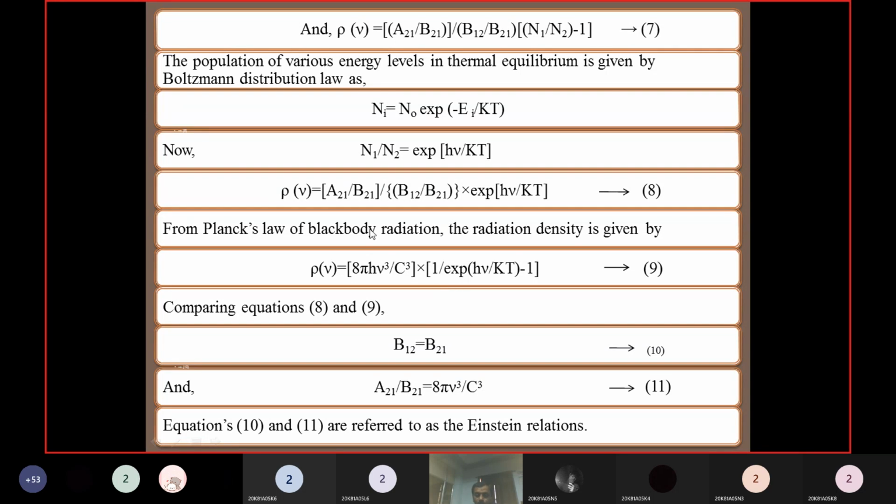If you compare equation number 8 and 9, what we will get? 8 pi h nu cube by c cube gives A21 by B21. So A21 by B21 equals 8 pi h nu cube by c cube. Here, the exponential of h nu by kT multiplication is just 1, so B12 by B21 equals 1. Therefore B12 is equal to B21. This is the relation between the Einstein coefficients.